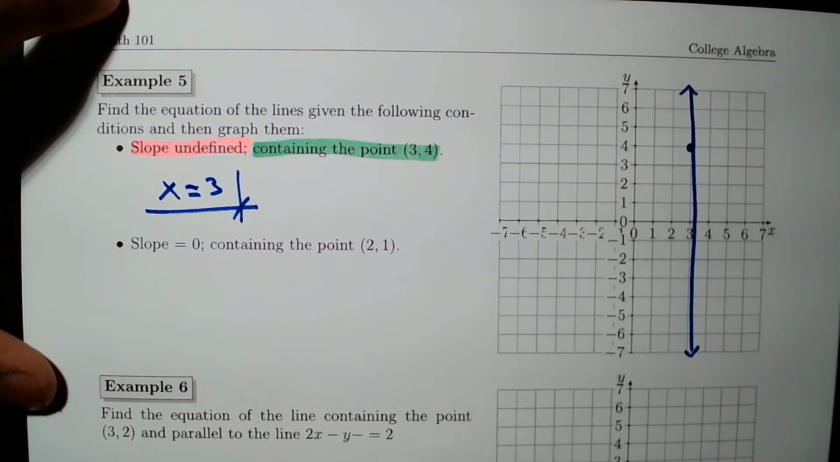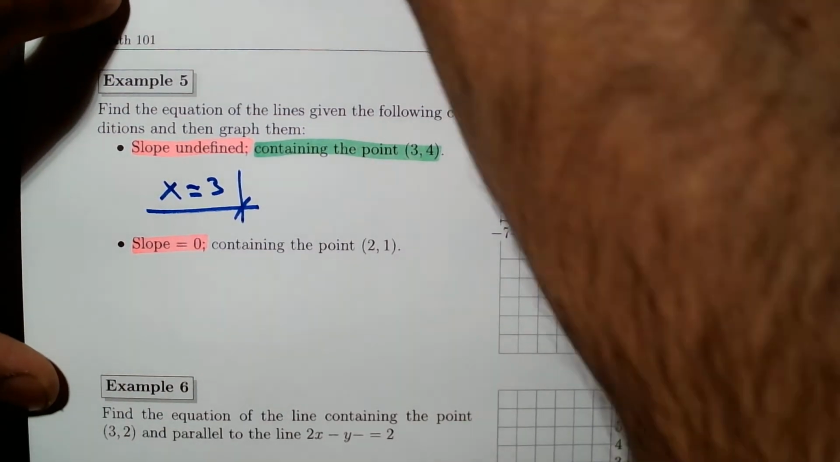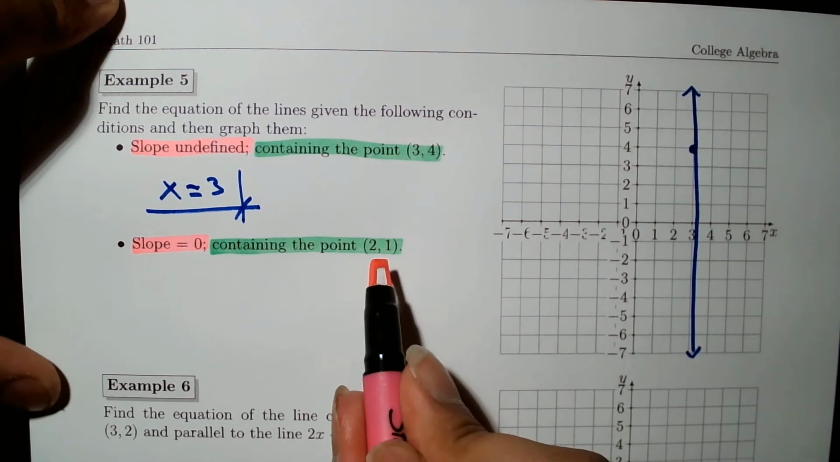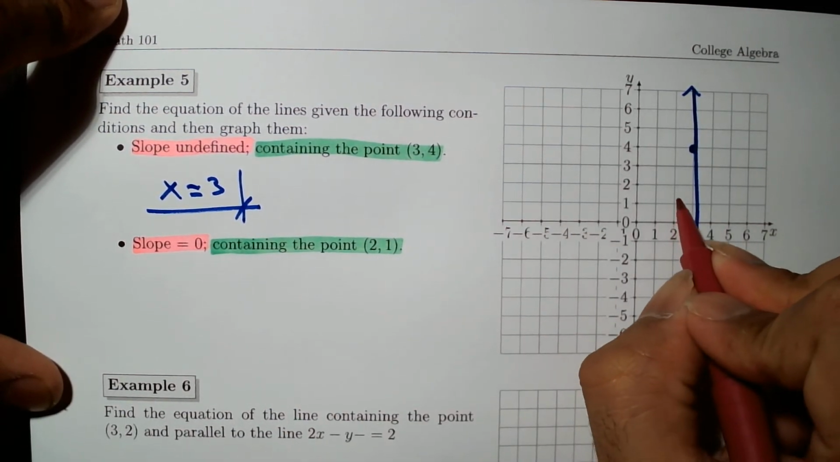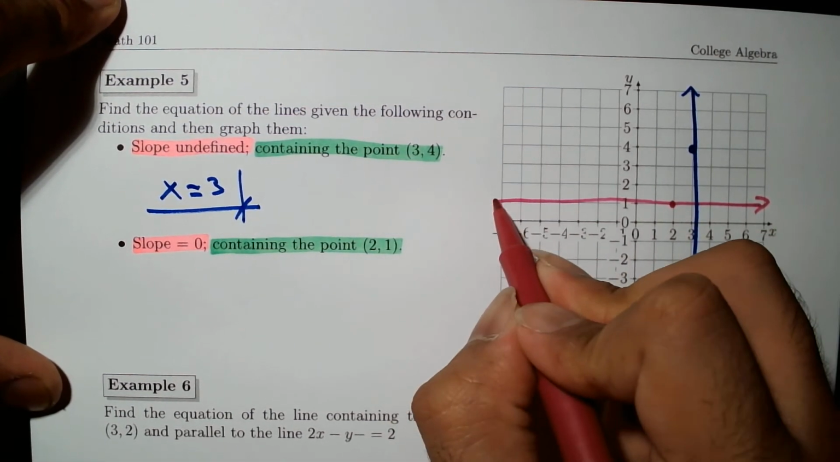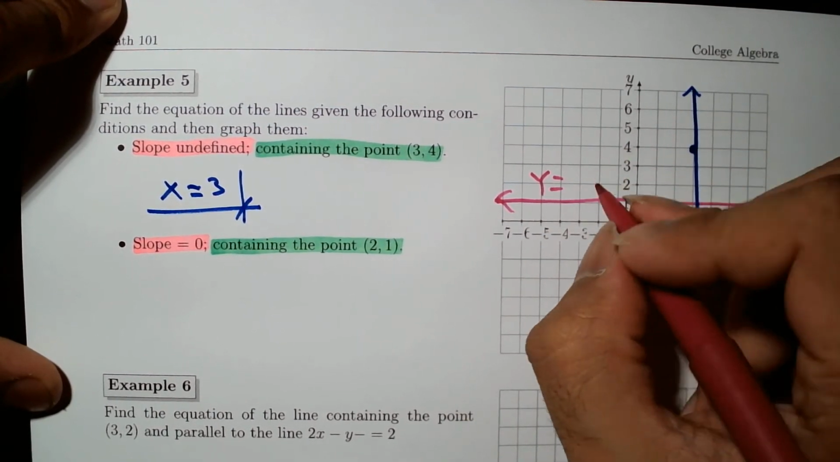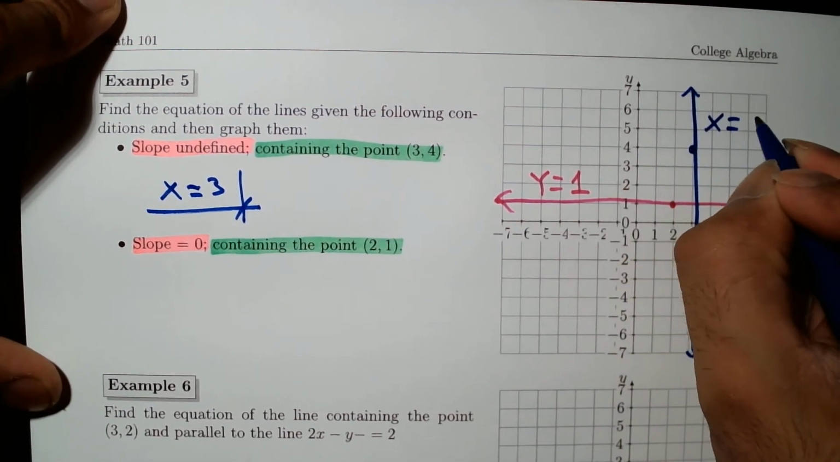For part B of this exercise, we want the slope equals 0, which is going to give rise to a horizontal line containing the point (2, 1). Let me use a different color. So at (2, 1), I'm going to draw a horizontal line. This one is y equals 1, and this vertical line will be x equals 3.